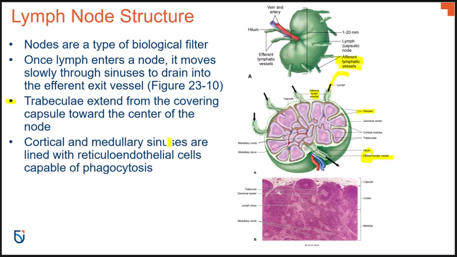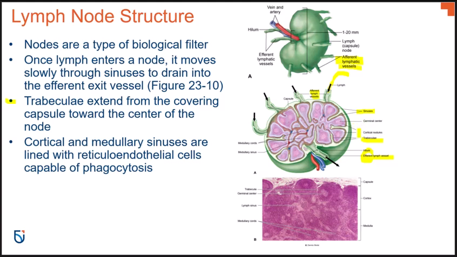To this next point, trabeculae are going to extend from the covering capsule toward the center of the node, which I can highlight here. And then cortical nodules within the sinuses, sort of along the periphery, or what we can say is the outer cortex of the node, are separated from each other by these connective tissue trabeculae that I just mentioned.